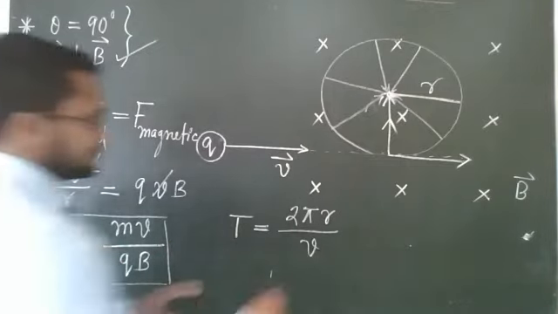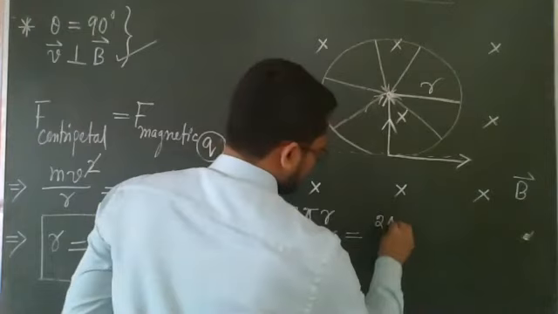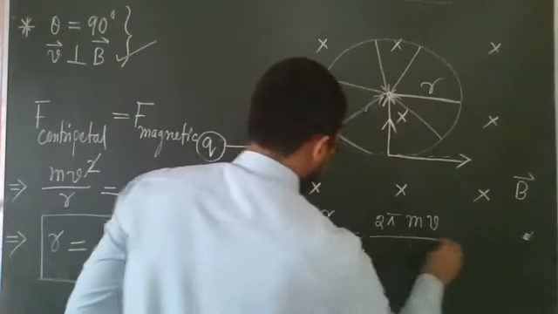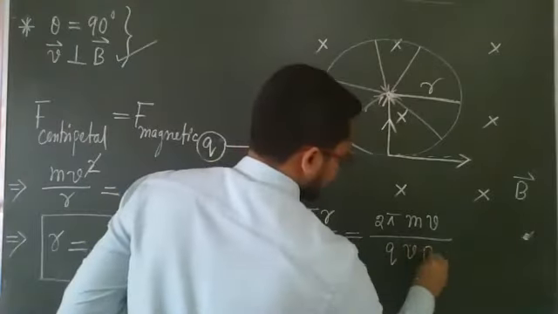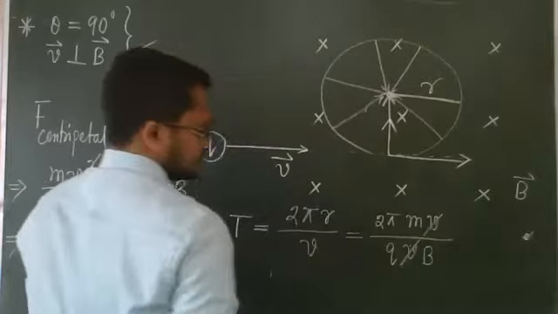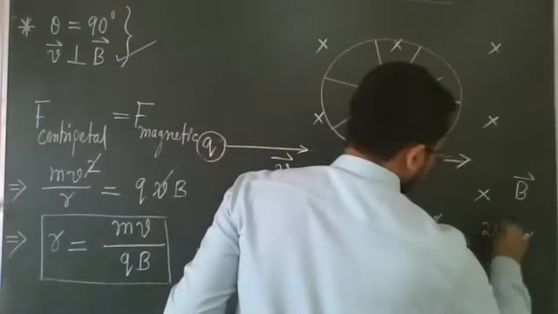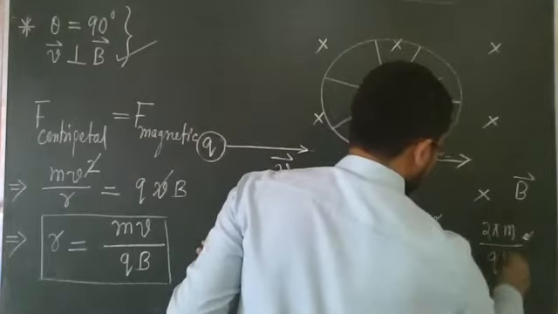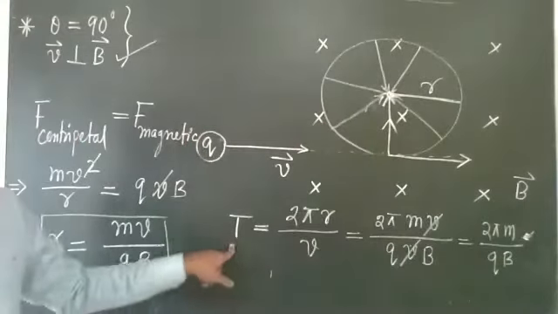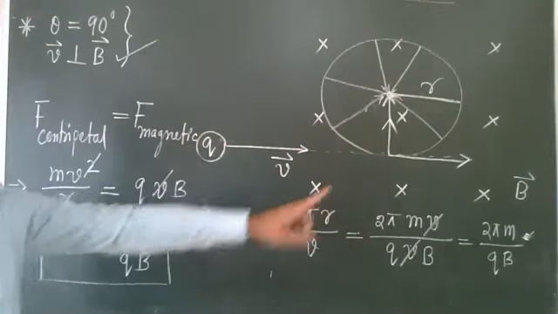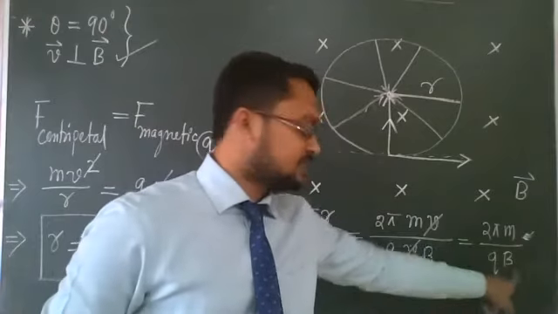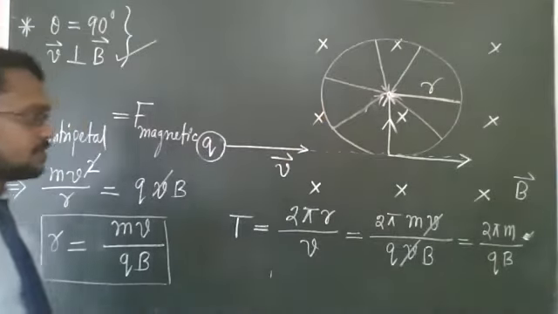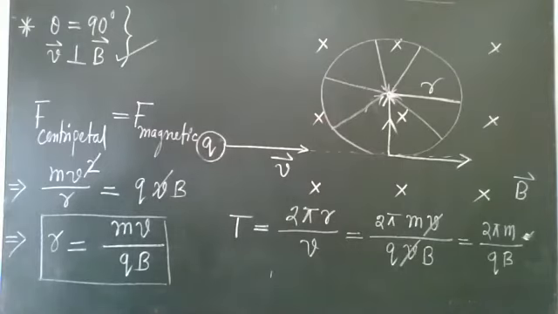So it will be 2 pi mv by qvB. Here v cancelled out, so time period will be 2 pi m by qB. One important thing is that time period does not depend on velocity. Whether velocity is bigger or smaller, if the other quantities remain the same, then time period will not depend on velocity. So these are the important parts from this point.